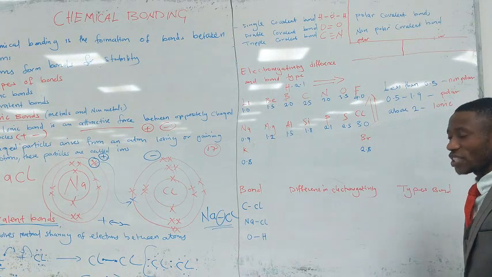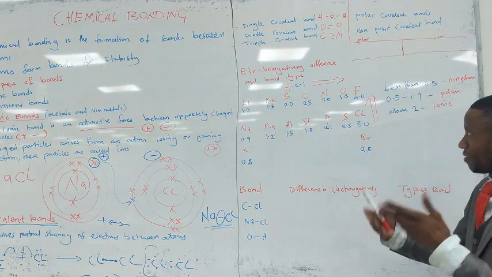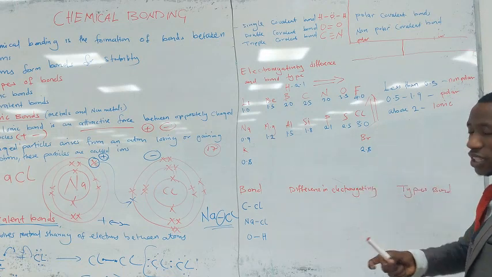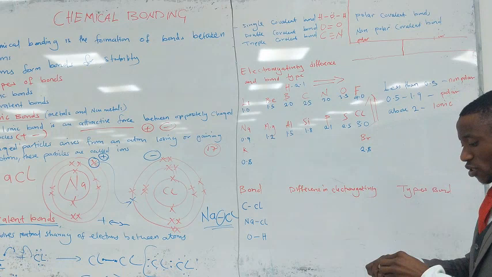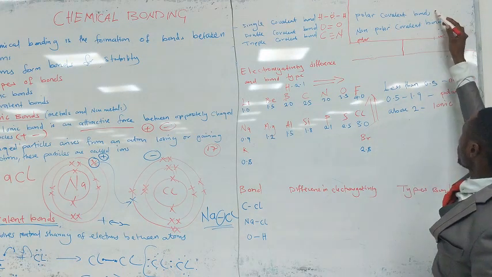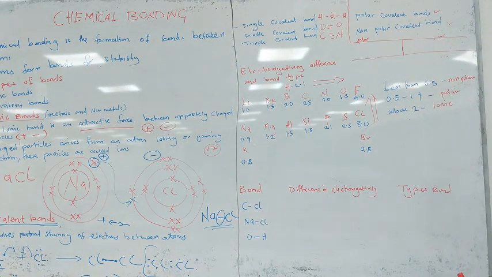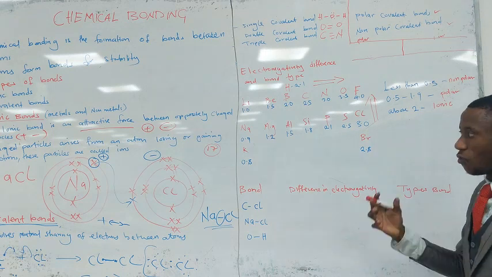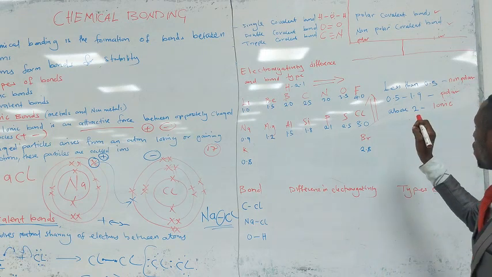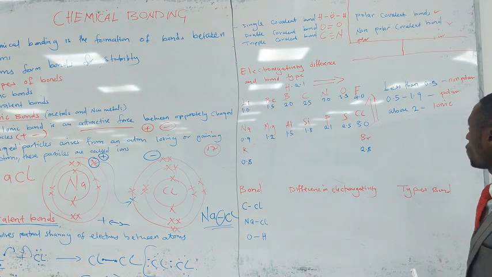Covalent bonds can further be classified based on polarity. So based on polarity, we have two major categories. We have polar covalent bonds and non-polar covalent bonds. Polar covalent bonds are a type of bond where we have an unequal sharing of electrons. Then we talk of non-polar covalent bonds. This is where there is equalness in the sharing of electrons.